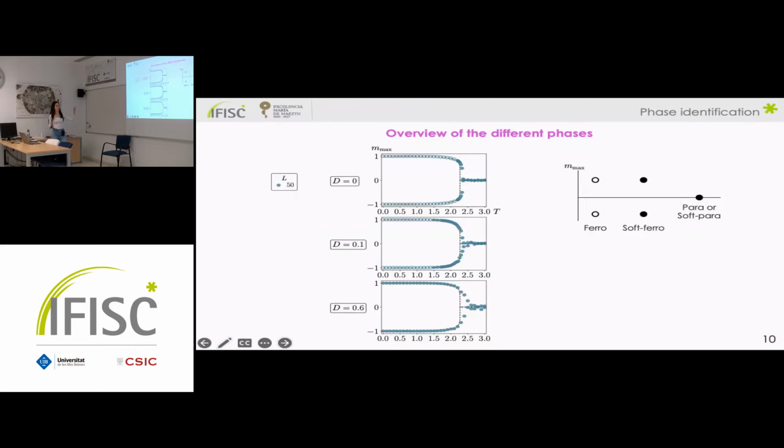So here we have the data for a system size 50, for a system size 200, and what we see here is that in the case of d equal to 0, that is the field-free Ising model, we only have the ferromagnetic and paramagnetic phases. For a field intensity 0.1, we have the ferromagnetic phase at low temperatures, then we have the soft ferromagnetic phase, and for temperatures above the critical temperature, we have the soft paramagnetic phase. And then for field intensities 0.6, we only have the soft ferro and the soft para phases. And here also it's interesting to note that in the model with a random magnetic field, the curves also fit the Onsager's analytical solution for the field-free case.